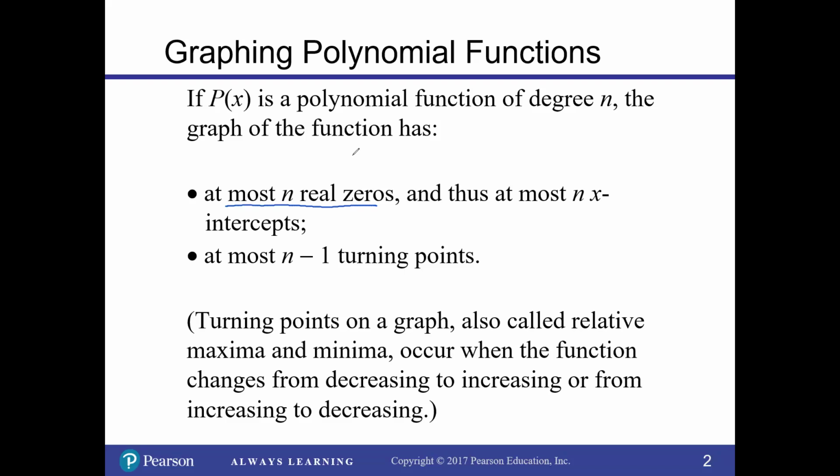At most, I can have n minus 1 turning points. Turning points on a graph are what we call our relative maximum or minimum, maxima and minima, because you remember, the graph looks something like this. This right here is your turning points, where we go from increasing to decreasing or decreasing to increasing. So those relative minimums and maximums would be your turning points.